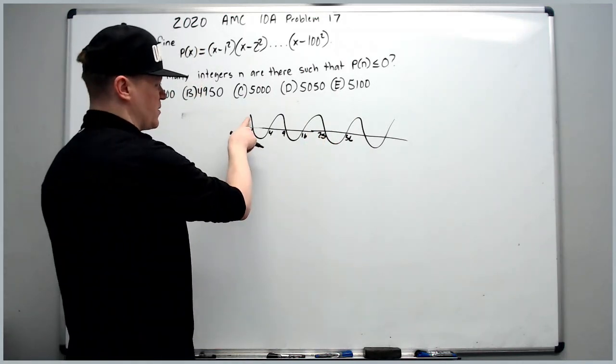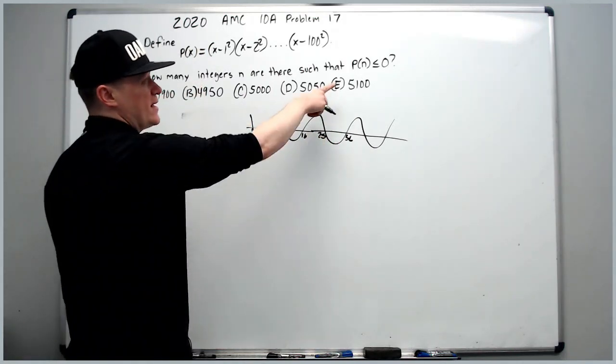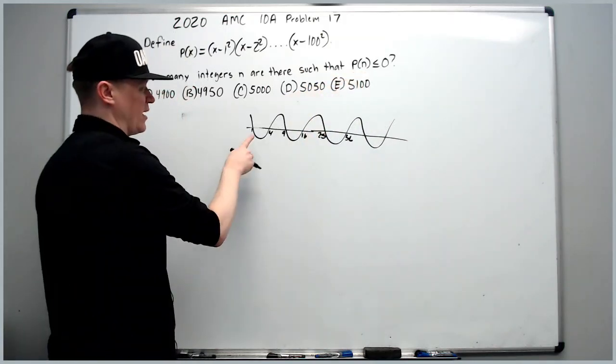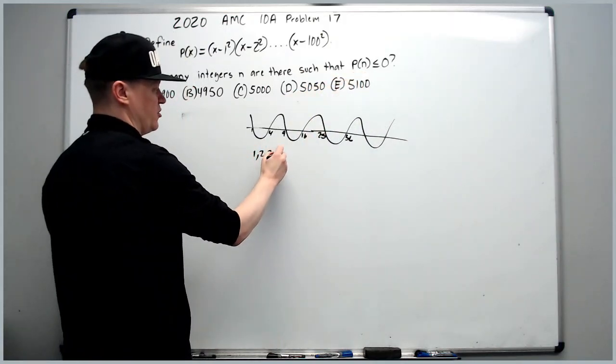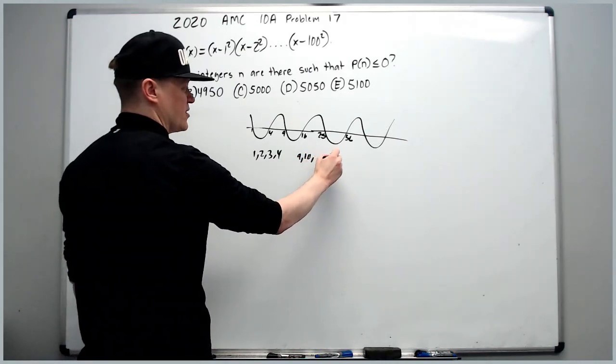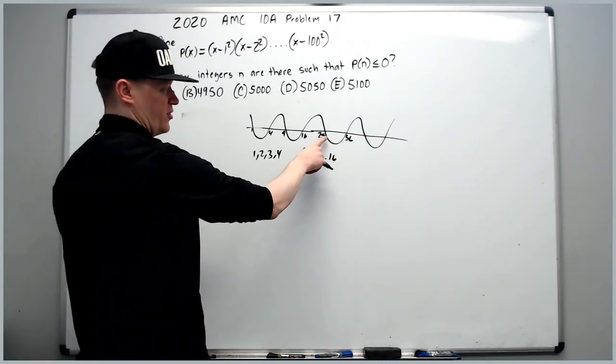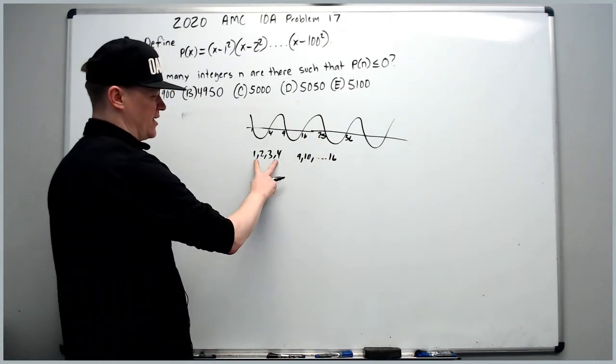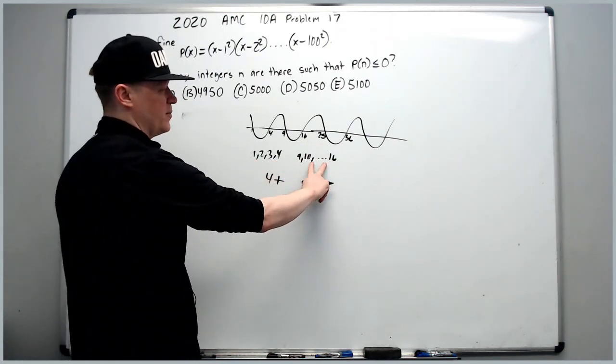Now, we can see it's below the x-axis here, or equal to it, which is also okay, for all the integers 1, 2, 3, and 4. And also for 9, 10, all the way to 16. And also for 25 to 36. So how many integers are here? There's 4. How many here?